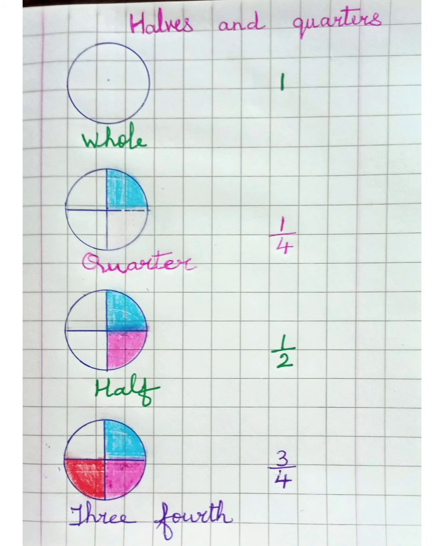In this drawing, you can see first one is whole, second one is 1/4, only one part is colored there with blue. Next one, two parts are colored, so it is half. And last, 3 parts are colored.